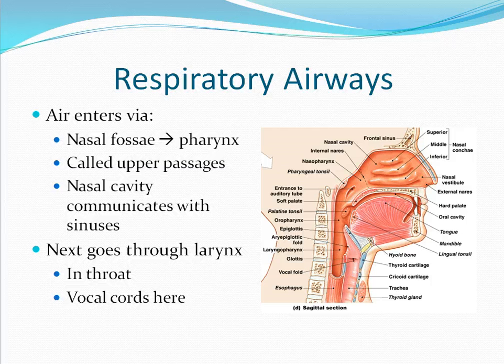Next, we will look at the respiratory airways. This is how air is delivered to the lungs. Air enters via the nasal fossa and then enters into the pharynx. These are known as the upper respiratory passages. The nasal cavity also communicates with the sinuses. The sinuses are air-filled spaces within the skull bone that also act as resonance chambers. Next, the air goes through the larynx. The larynx is found in the throat. This is also where we find the vocal cords.